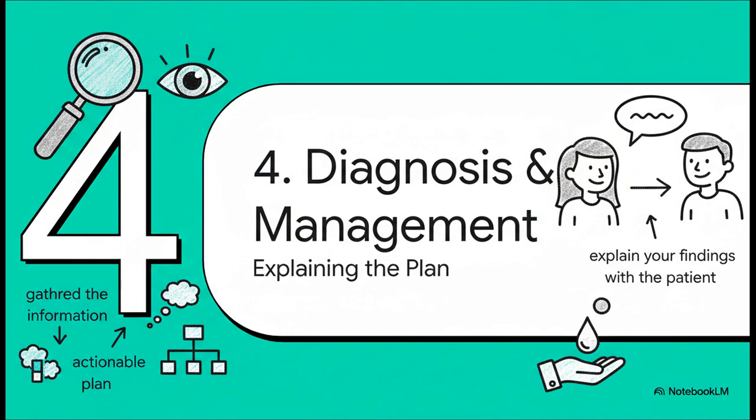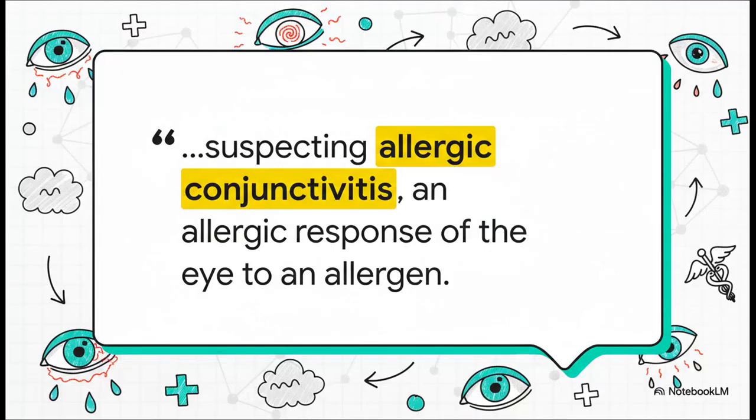Right, let's head into section 4, diagnosis and management. You've done your detective work, you've gathered all the clues, now it's time to put it all together, explain what you think is going on, and create a solid plan for the patient. When you explain the diagnosis, keep it super simple, no complicated medical jargon. Something like this is perfect. It clearly names the condition and explains what it is in a way that connects directly back to what he's already told you about his hay fever. It just makes sense to him.